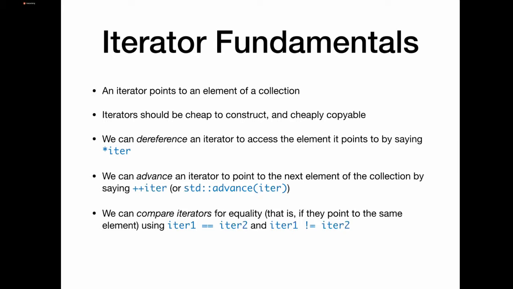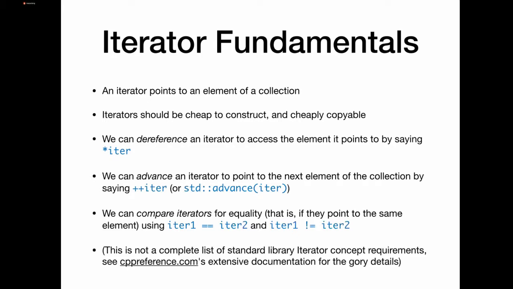The other thing we need to be able to do is compare iterators for equality. Two iterators are equal if they point to the same element in the same collection. We have to be able to say, does iterator 1 equal iterator 2, and the converse, iterator 1 not equal to iterator 2. These are the most basic operations. This is far from the complete list. CPP reference is amazing and has all the gory details. In fact, you're going to be looking at the gory details later because you're going to be implementing an iterator. That will be a challenge, I'll tell you now.